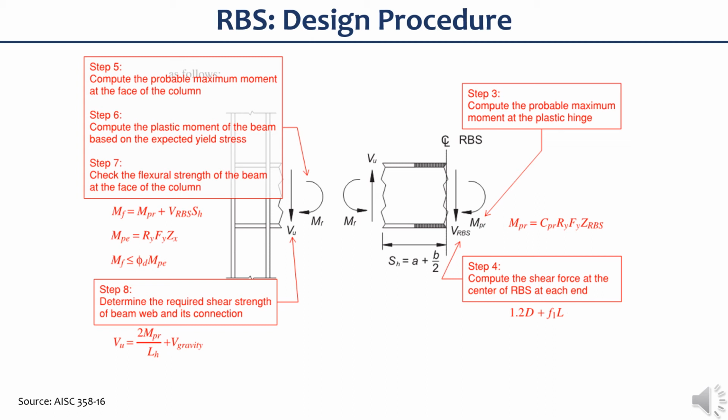For step number 5, we should compute the probable maximum moment at the face of the column. In step number 6, we should compute the plastic moment of the beam based on the expected yield stress. And in step number 7, we should check the flexural strength of the beam at the face of the column. For steps 5 to 7, the equations are given as MF, MPE, and MF. For step number 8, we should determine the required shear strength of the beam web and its connection using the equation below.